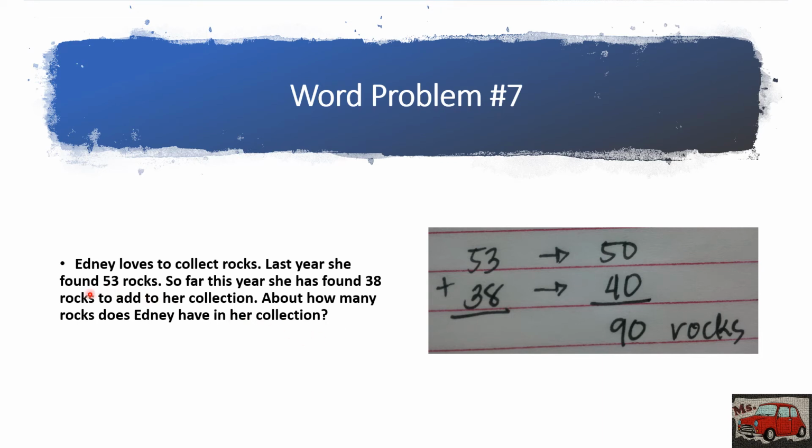So, first, Edney has 53 rocks. And then this year, she found another 38 rocks to add her collection. So, in this case pa lang yung keyword na to add, it means ang operation na gagamitin natin is addition. Okay? So, let's round off our numbers. 53 will become 50. 38 will become 40. And then let's add them. So, Edney now has 90 rocks in her collection.